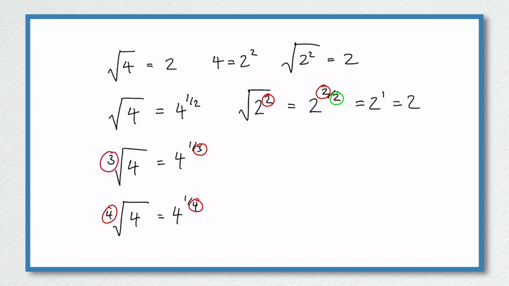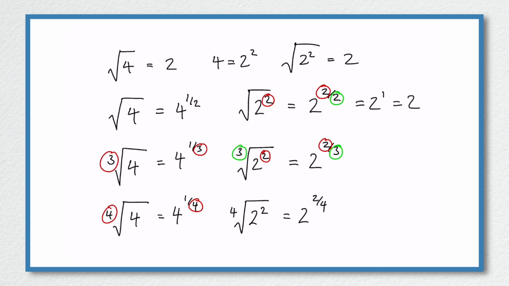If we looked at, say, the cube root of 2 squared, then we would write this as 2 to the power of 2 over 3. So again, there's our 2, and there's our 3. And if we had the fourth root of 2 to the power of 2, well, that would be 2 to the power of 2 over 4. Now, this 2 over 4 can cancel down to 2 to the power of a half. And I can write that as a square root of 2 if I wanted to.